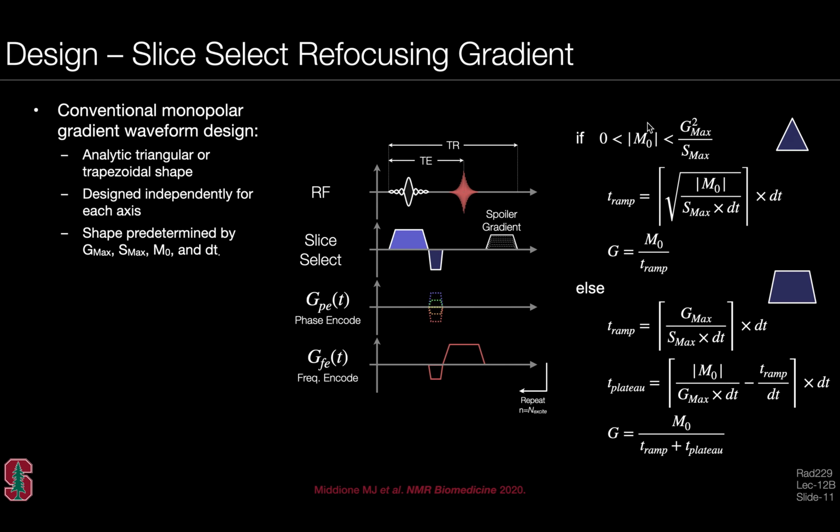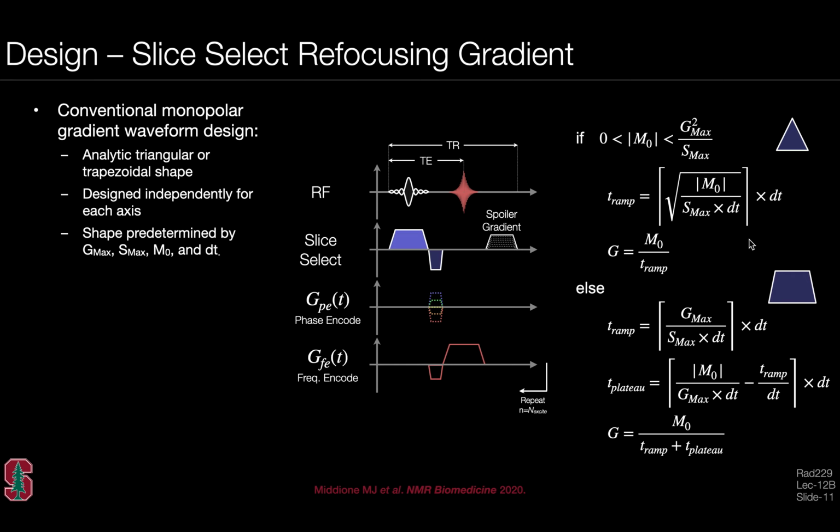On the right-hand side here is some pseudocode that describes how you basically make the decision between designing for a triangular gradient, and this may be sufficient if you only need to design a slice-select refocusing gradient with a relatively small amount of M0. But depending on the features of that original slice-select gradient, you may in fact need to refocus with a larger trapezoidal gradient.